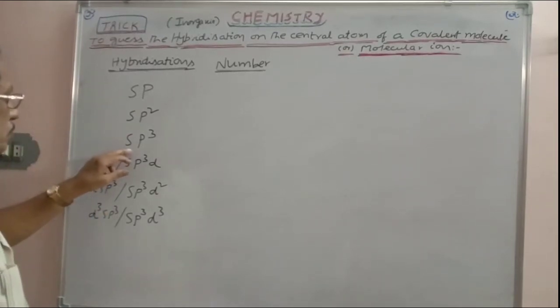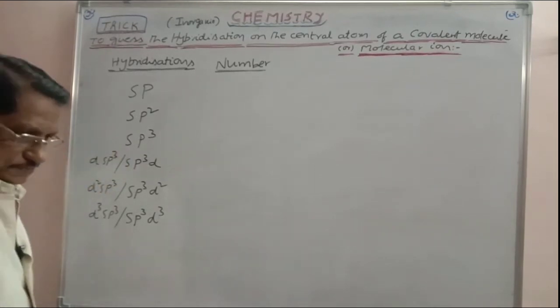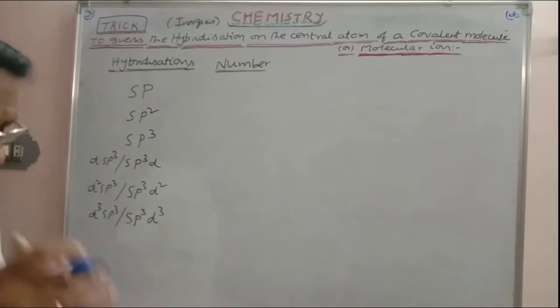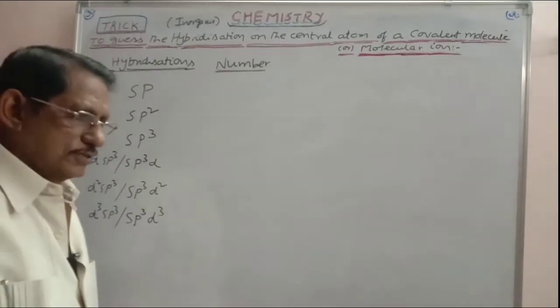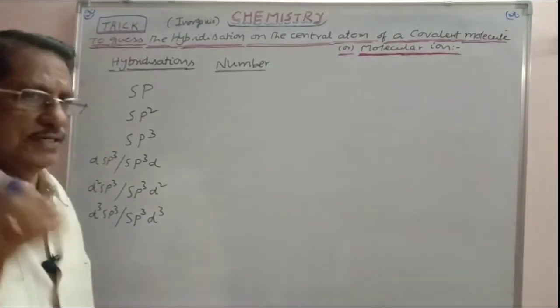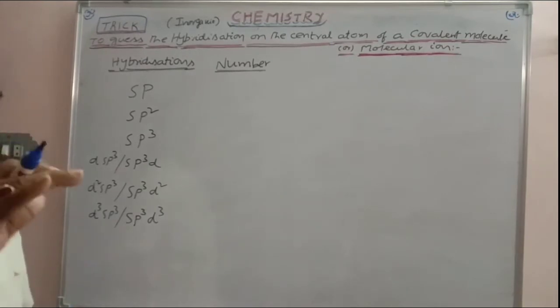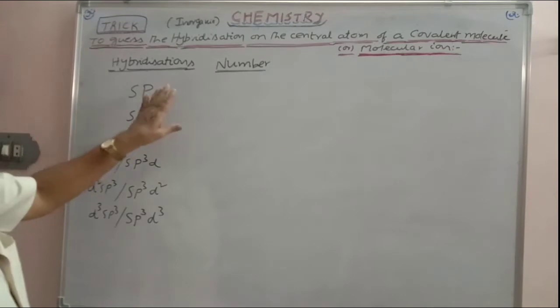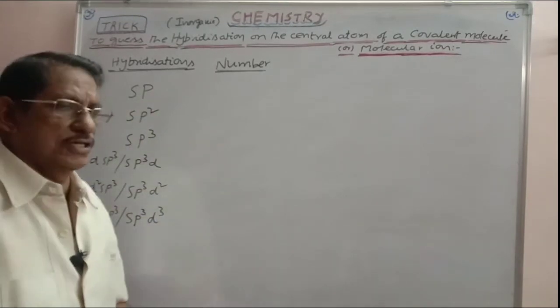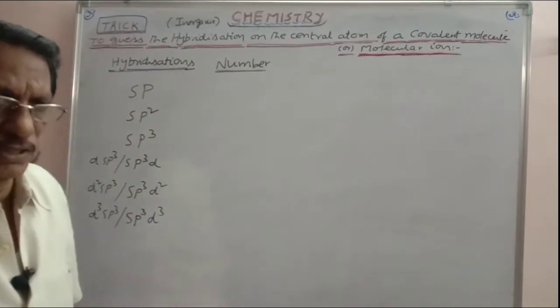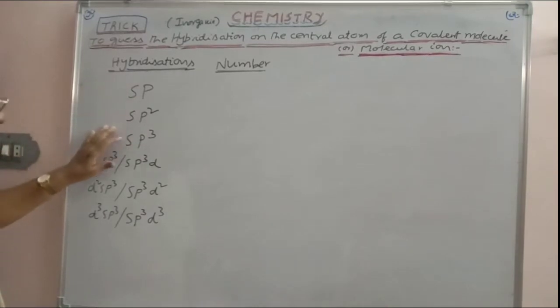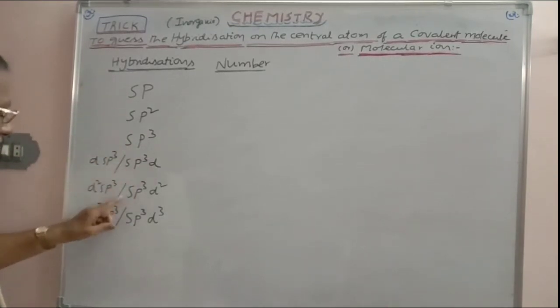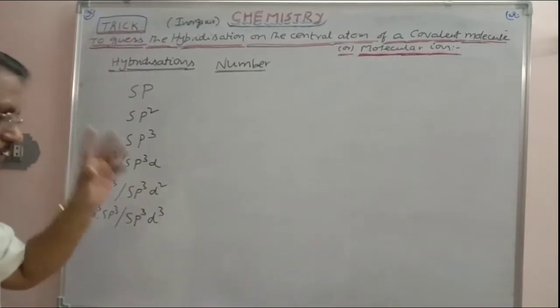Apart from this, you can also take dsp hybridization. There is a peculiar shape, peculiar structure, and peculiar hybridization taking place on particular d block metal ions in the complexes. Later, as a special case, we will consider that hybridization. So these are the general hybridizations taking place in inorganic compounds as well as organic compounds: sp, sp2, sp3, sp3d, sp3d2, sp3d3.